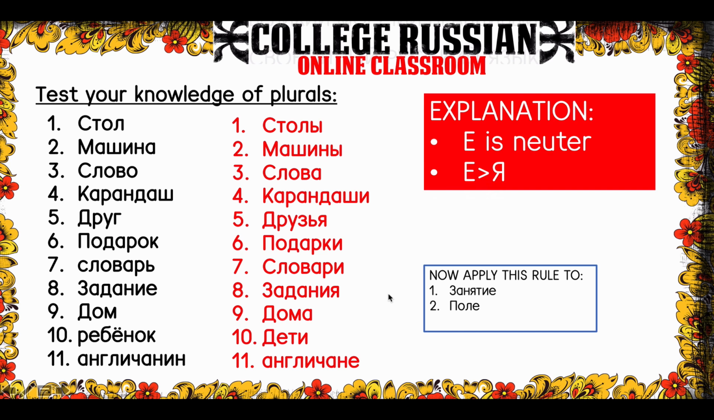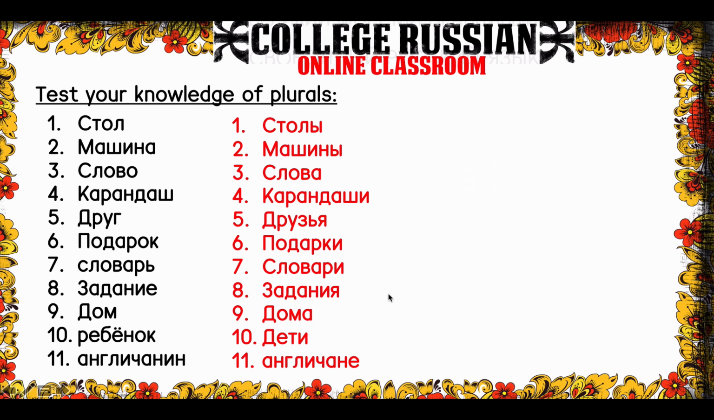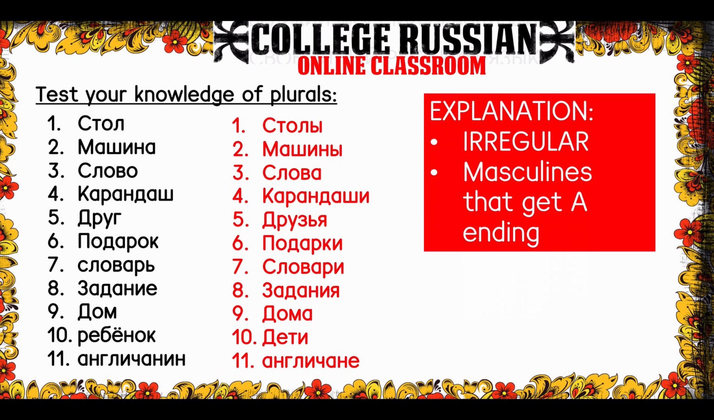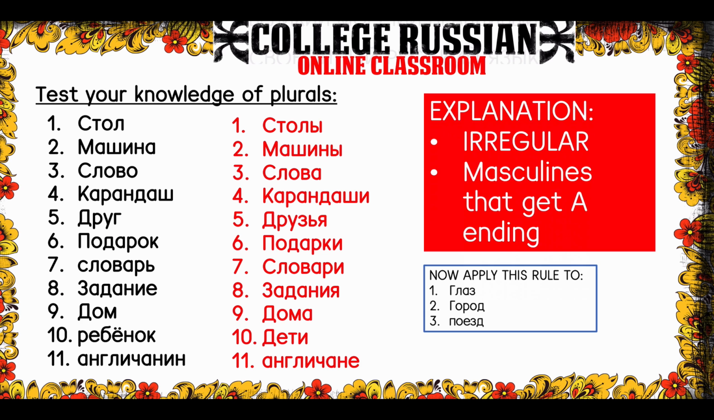Next, why did дом go to дома? This is an example of an irregular masculine, and when you have an irregular masculine, they typically will get what looks like a feminine ending, so an A ending, and these typically come with a stress shift as well. So глаз turns into глаза. Город turns into города. So notice the A at the end is stressed. And поезд turns into поезда.